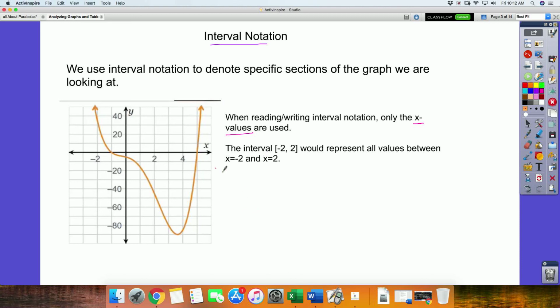So if I look at this example, they give us the interval -2, 2. So you have to remember that's not a coordinate. That's telling us our first x point and our second x point. So if I go to my graph, it's telling us to start when x is at -2. So that's there. And then it's telling us we're going to end when x is +2. So there. So that's telling us we're looking at all the chunk between those 2 points.